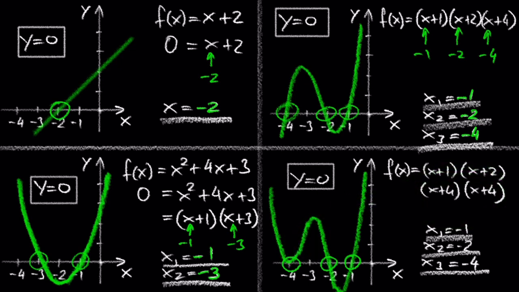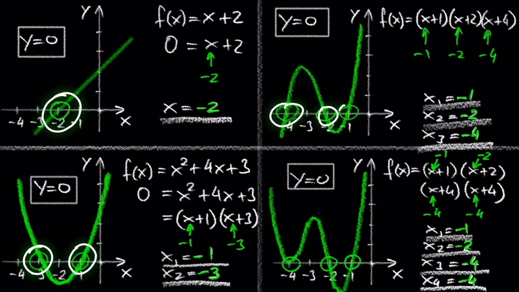Repeated roots, also called double roots, happen when the graph doesn't cross the x-axis. Instead, it's tangent to the x-axis. At a single root, the graph crosses the x-axis. The tangent to the graph is not horizontal here.